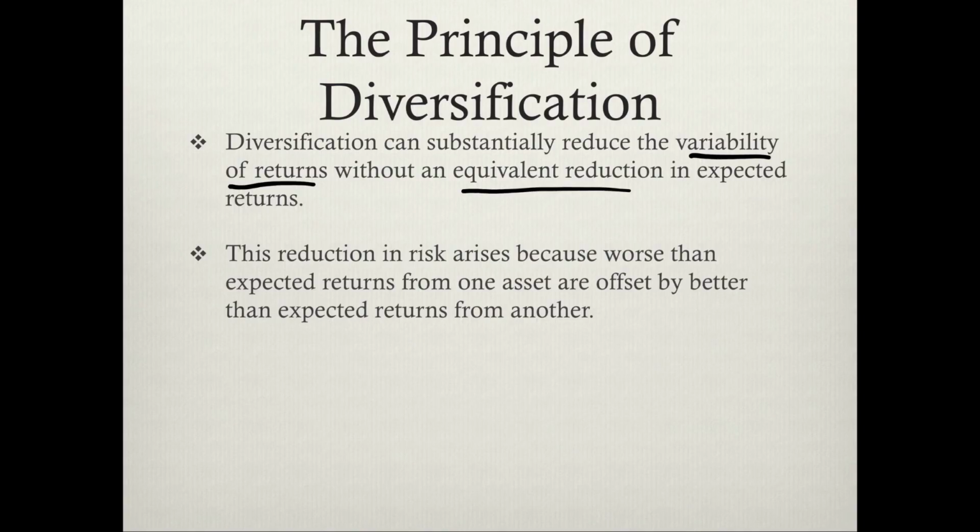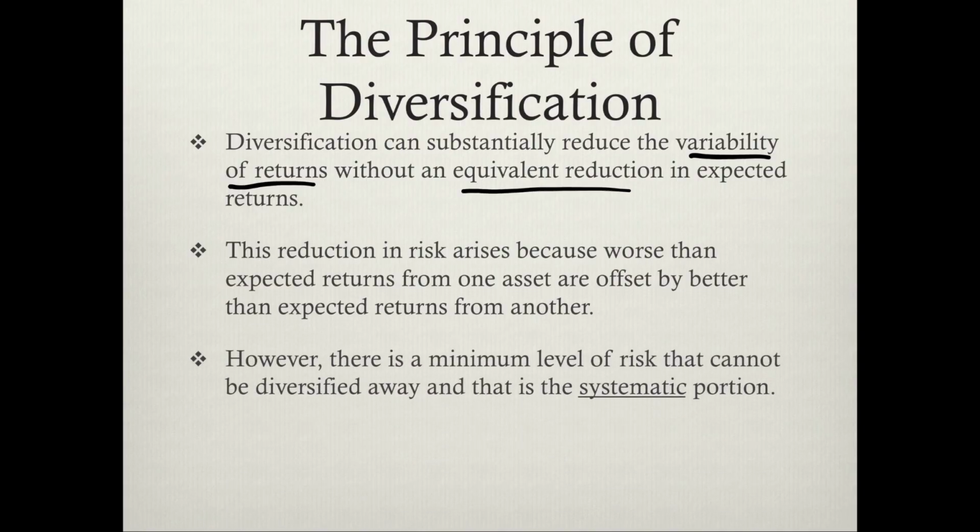This reduction in risk arises because worse than expected returns from one asset are offset by better than expected returns from another. So we have this unsystematic portion where the unexpected firm-specific risk may benefit one asset and then hinder another asset, but they tend to balance each other in a well-diversified portfolio. However, there is a minimum level of risk that you cannot diversify away, and that is the systematic portion. So that's your market risk.